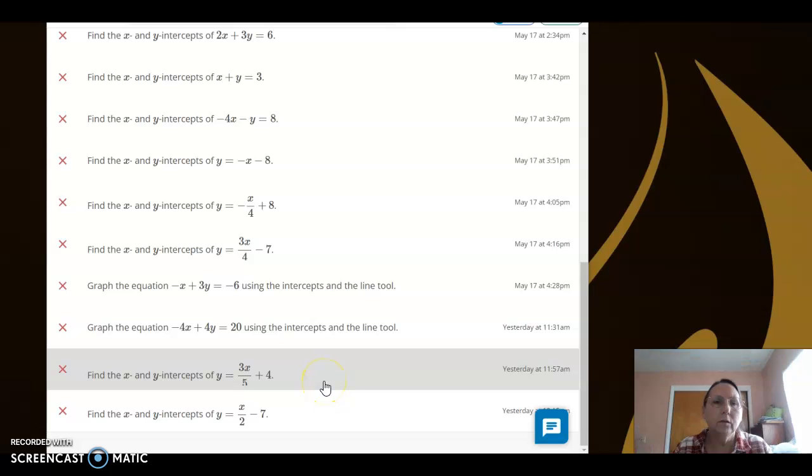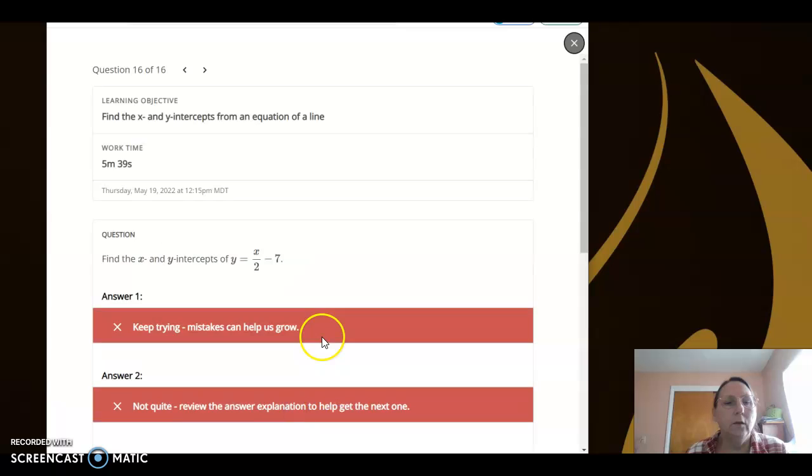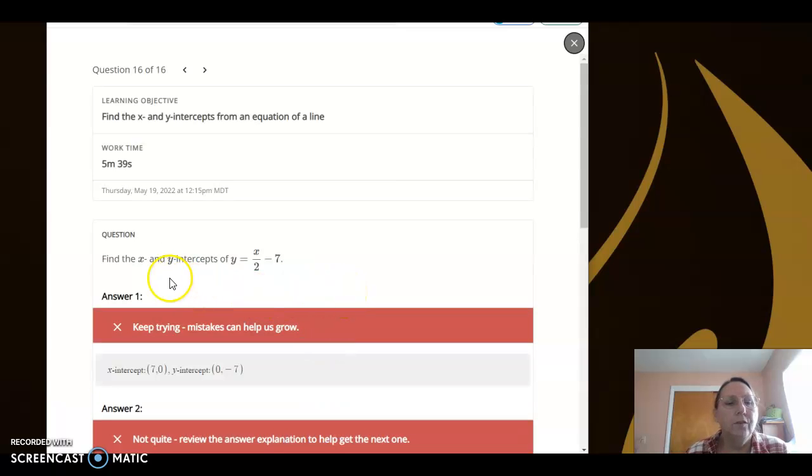Using the missed questions of a learner, I'm going to do a general video on finding the x and y intercepts of a line. I'm going to start by clicking on the missed question. Okay, so find the x and y intercepts of y equals x over 2 minus 7.